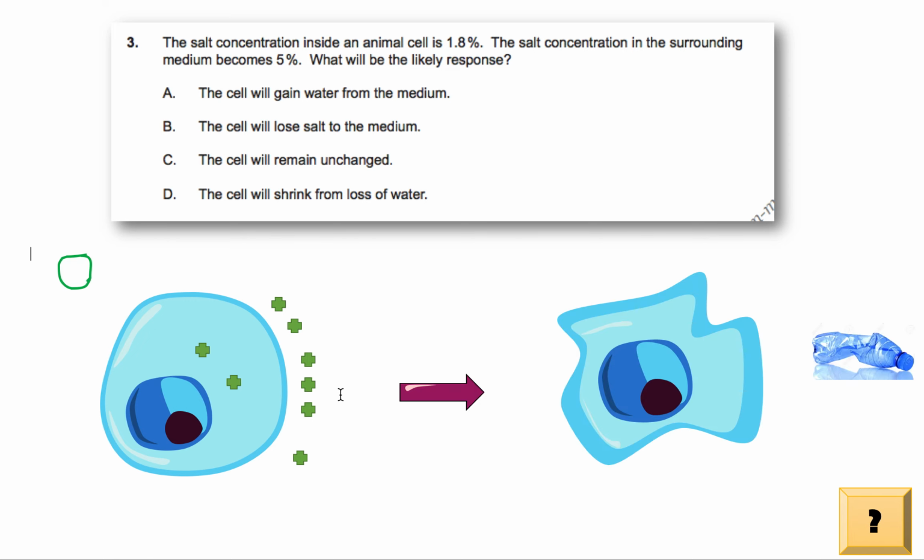So that's what happens. It moves to the outside, and by doing so, the cell loses a lot of its water. So it shrinks in a sense. It's like sucking all the air and water out of a bottle. It's going to start shrinking like this. So which option are we going to choose based off this? So the cell is not going to gain water, so we know it's going to lose water. So it's here. The cell will shrink from loss of water.